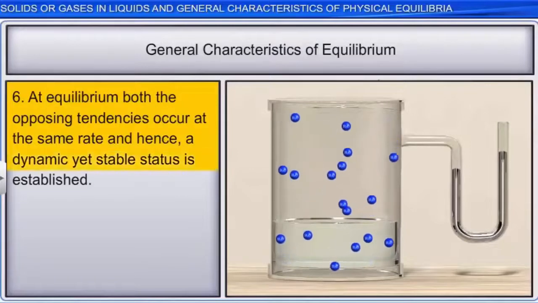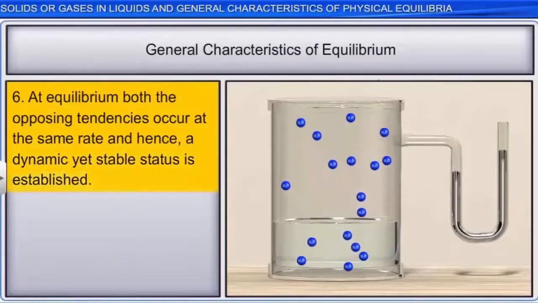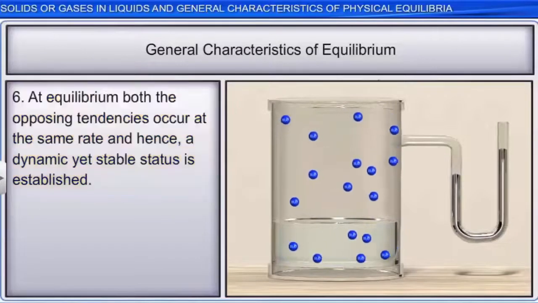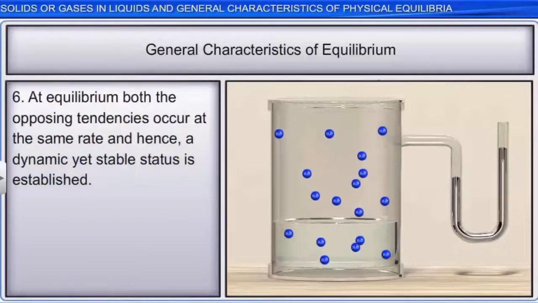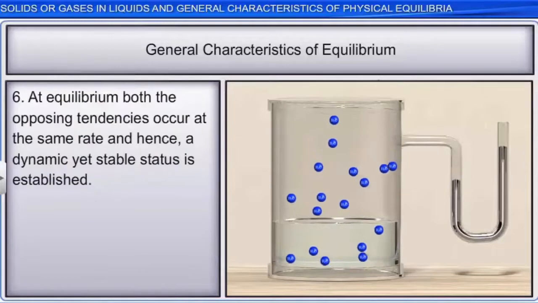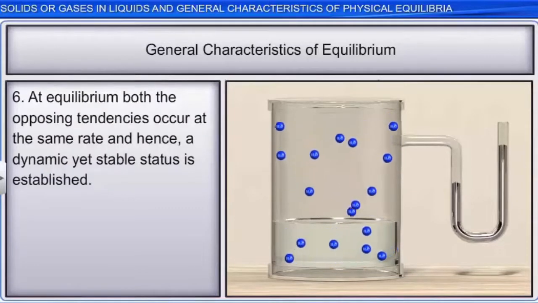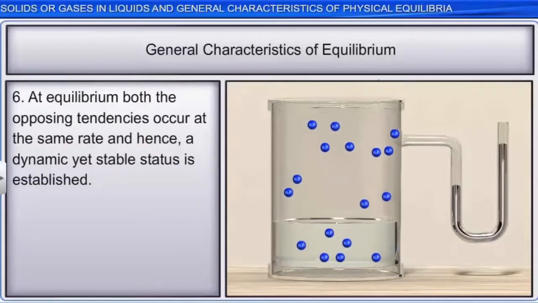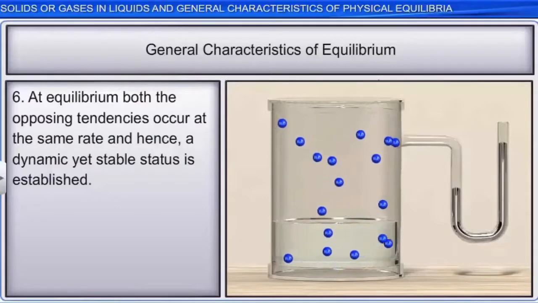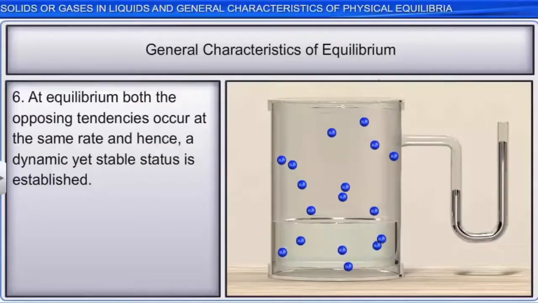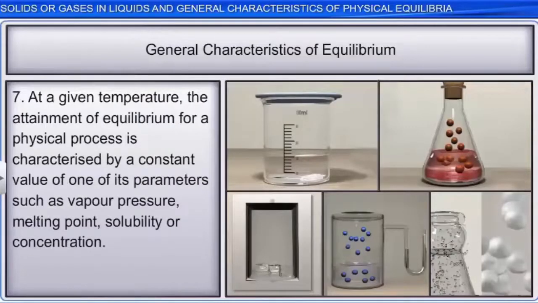For example, for water at a given temperature in a closed vessel at equilibrium, the rate of evaporation is equal to the rate of condensation. At a given temperature, the attainment of equilibrium for a physical process is characterized by a constant value of one of its parameters, such as vapor pressure, melting point, solubility or concentration.